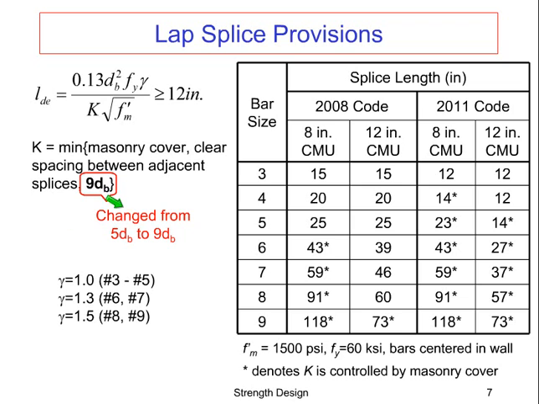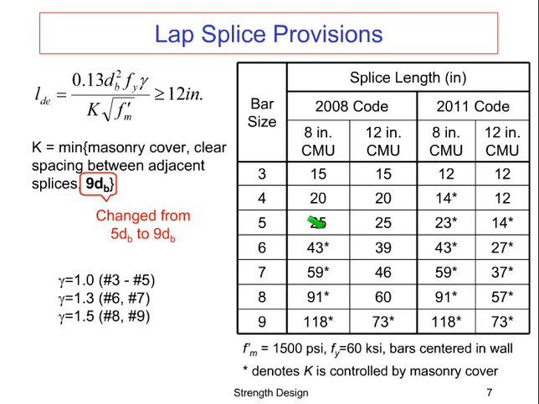So this is a quick table just to show you the impact of that for both 8-inch concrete masonry units, 12-inch concrete masonry units, the splice length required in the 2008 code, and the splice length now required in the 2011 code. So for smaller bars, 3s, 4s, and 5s in that range, the splice length is a bit smaller in the 2011 code, so provides a little more economy in terms of construction and also constructability. Once you get to larger bar sizes, then K starts to be controlled by that masonry cover instead of the 9 dB.